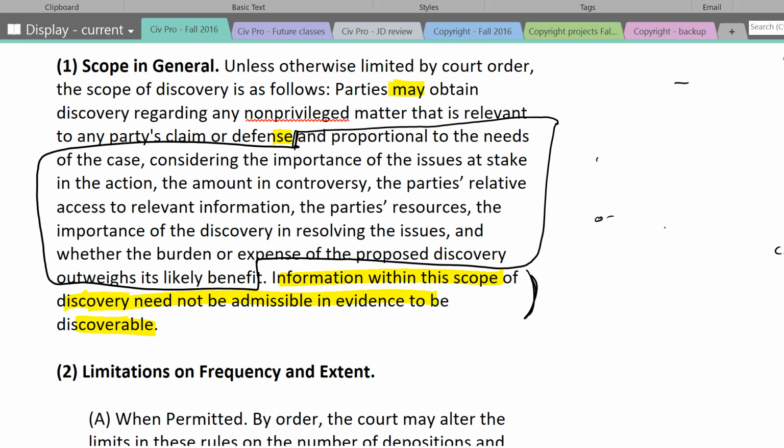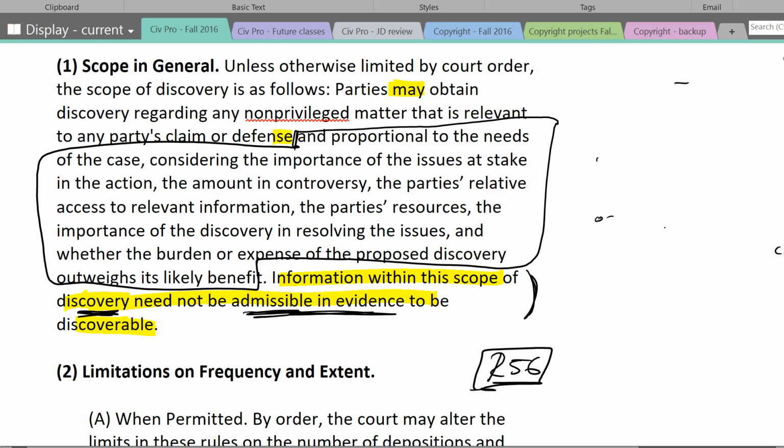This language has been changed a little bit since 2015, but not in any major way, at least in my opinion. Okay, what this is saying is you can get discovery on stuff even if that information is not itself admissible in evidence at trial or admissible for purposes of summary judgment. And we've already seen that in the scope of Rule 56. Okay, you remember under Rule 56, something can be considered for summary judgment so long as it's admissible in evidence, or so long as it can be reduced into a form that would be admissible at trial. Well, again, what does all that mean?